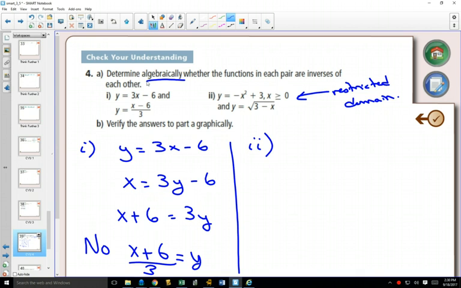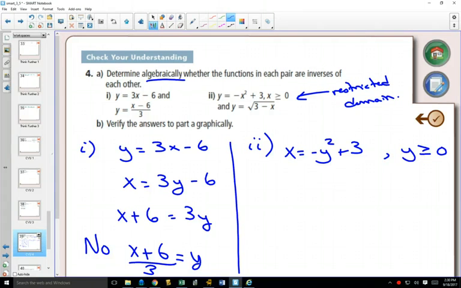So first of all, if we switch x and y, you're going to get x equals negative y squared plus 3. But you can also switch x and y with domain, because with inverses, the domain becomes the range, and the range becomes the domain. So if x was greater than 0 before, when you switch the x and the y, now y has to be greater than or equal to 0.